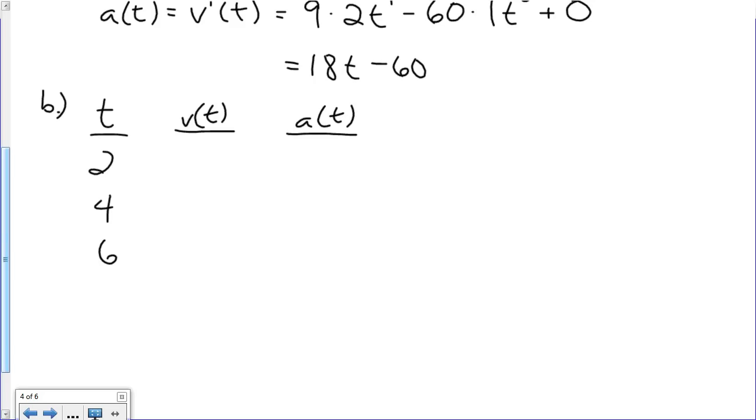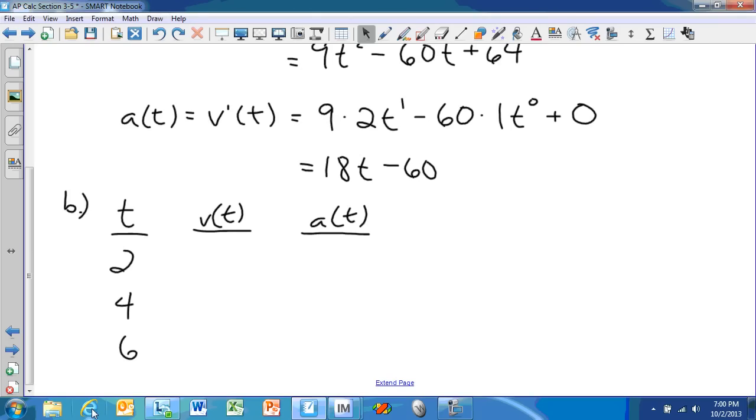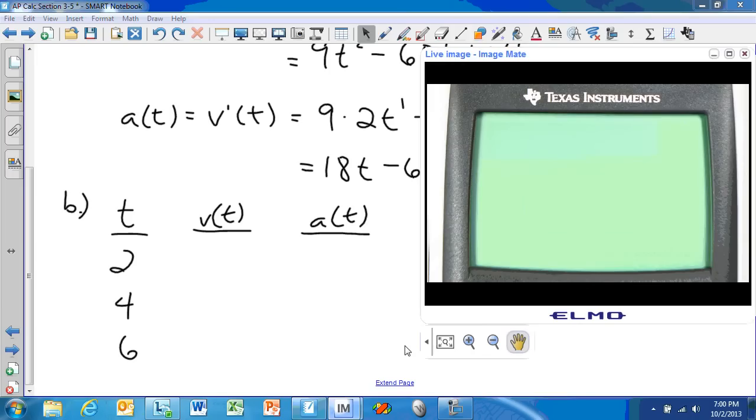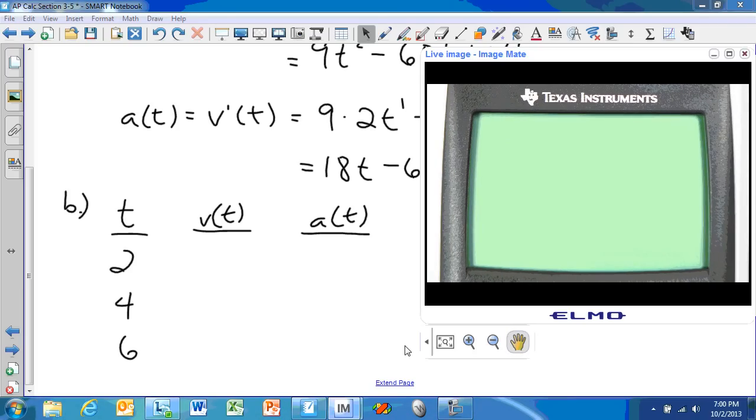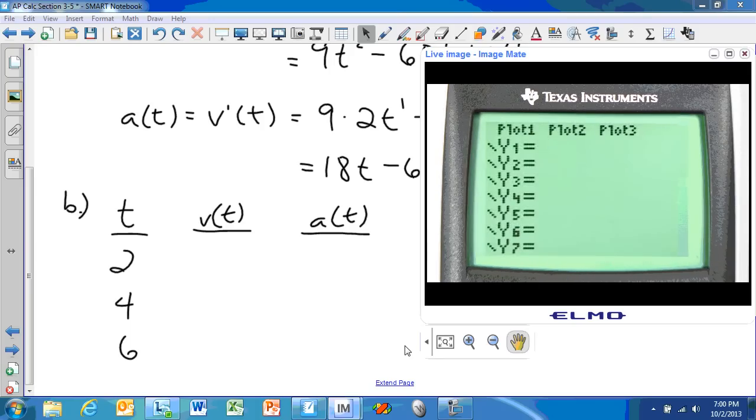And once we figure that out, we can answer the other parts of this. So I'm going to use my calculator to help us come up with that. Grab your calculator, and we're just going to punch into y2 or y1 and y2. I guess if you wanted to put in your displacement function, you could put that in as well.